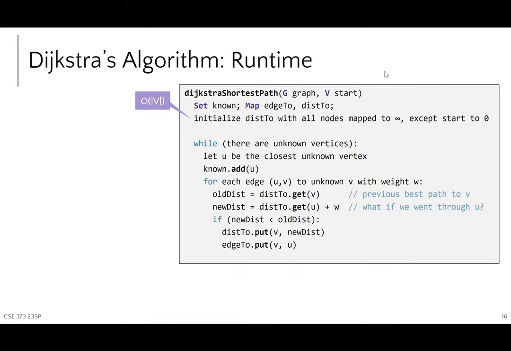Okay. Let's talk about runtime. I think it'll help us get into more details here. So we've got that initialize the whole dist2 map. We're going to do it for each vertex. And then we've got this while loop, and we'll come back to that.